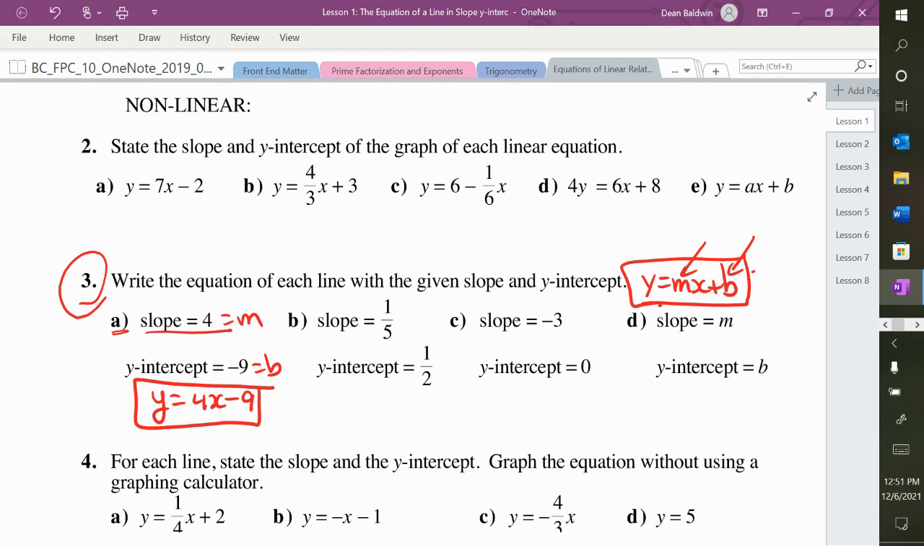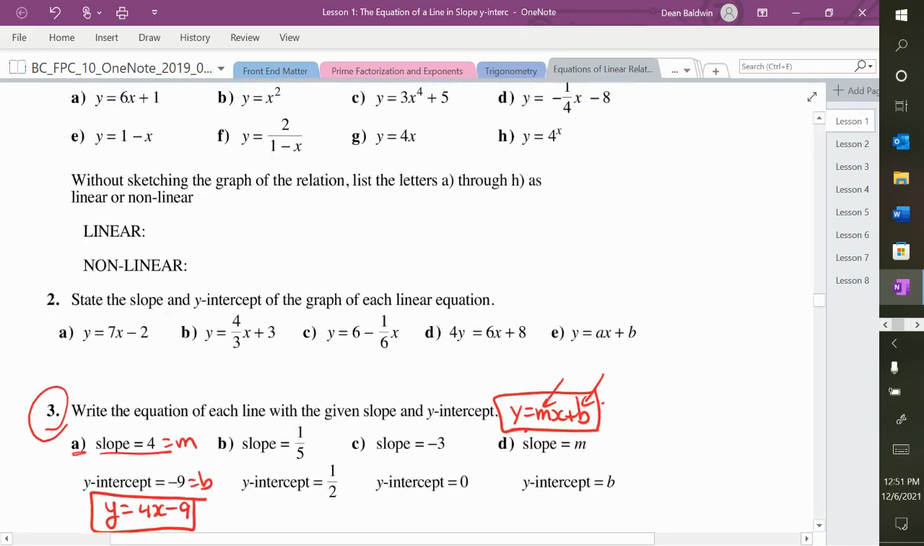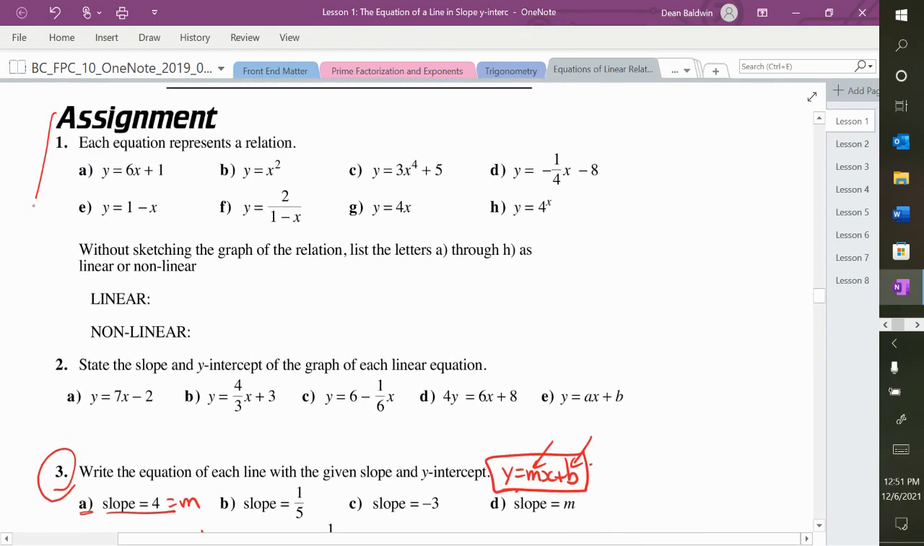Okay. All right. I would like you to do numbers 1, 2, 3. That's it. Please. Those ones. Boom.